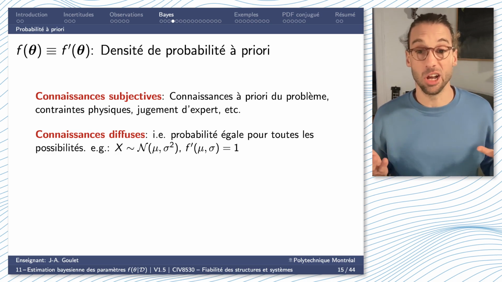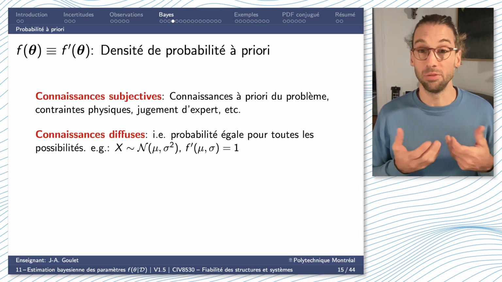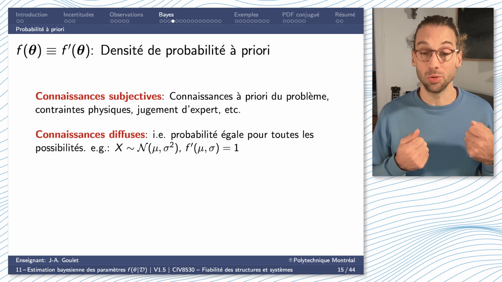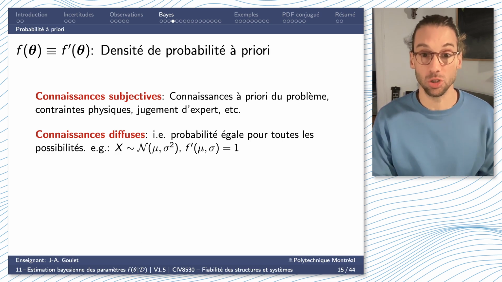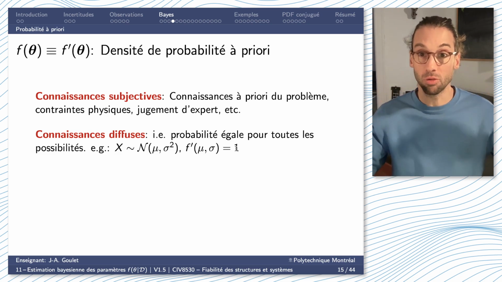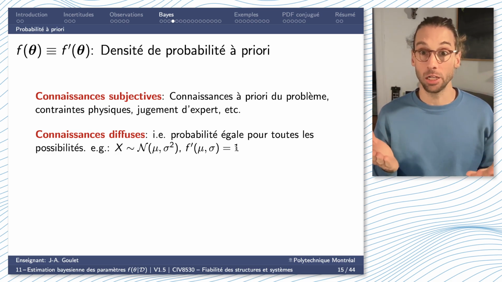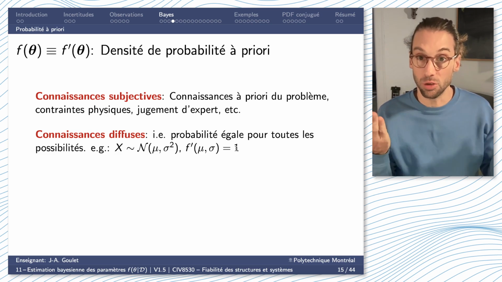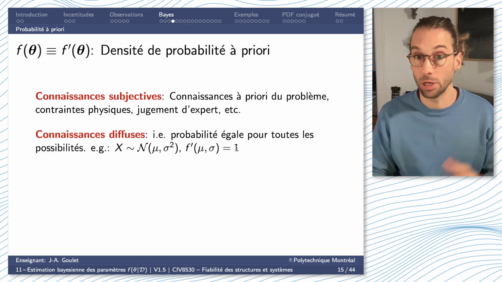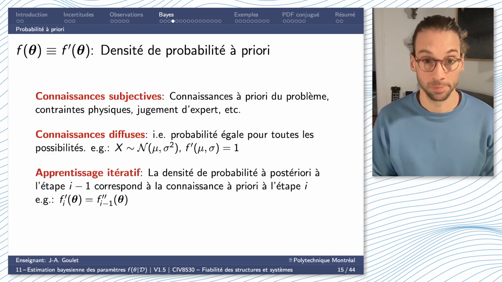Then in the case where I don't have knowledge, I might want to use a diffuse prior. I don't want to add bias in my analysis. I want to assume that all possible values for the mean are proportional to 1, meaning that they are uniform in a range of domain. So I don't want to add much knowledge using my own subjectivity. I might want to use diffuse priors that are uniform or take other specific shapes.